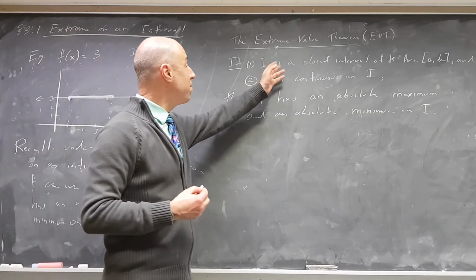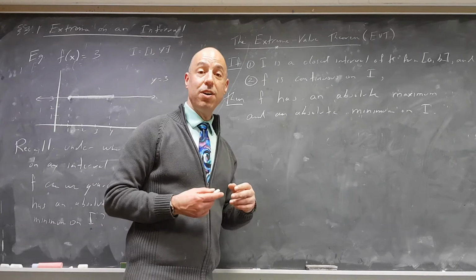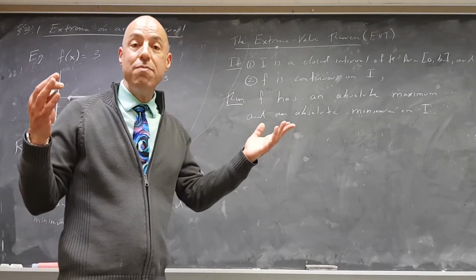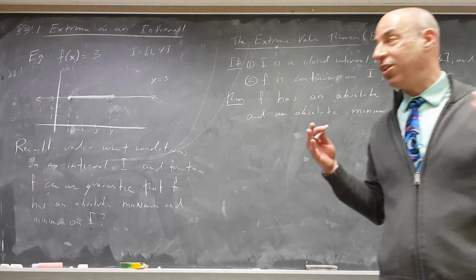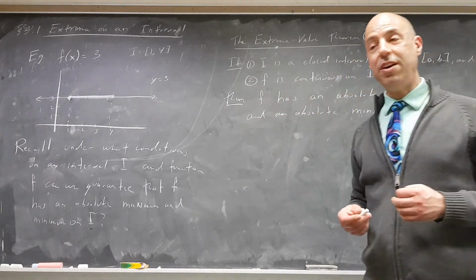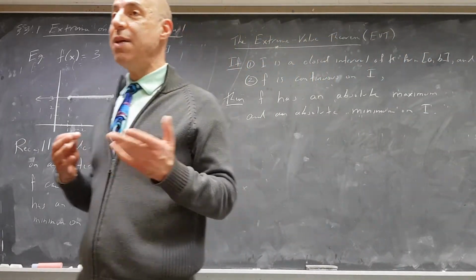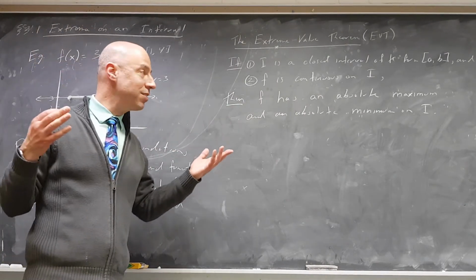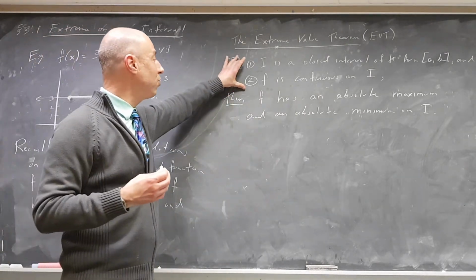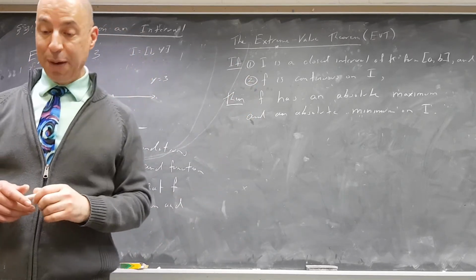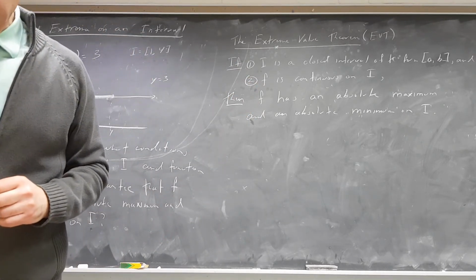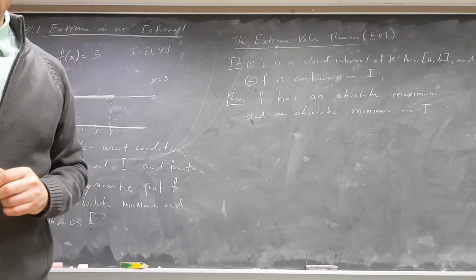So if the function isn't on a closed interval, maybe it has a maximum, maybe it has a minimum, but who knows? It depends on the situation. If the function isn't continuous on the interval, maybe it has a maximum, maybe it has a minimum, maybe not. It depends on the situation. But if both these things are true, you can guarantee that the function has both an absolute maximum and an absolute minimum on the interval I.